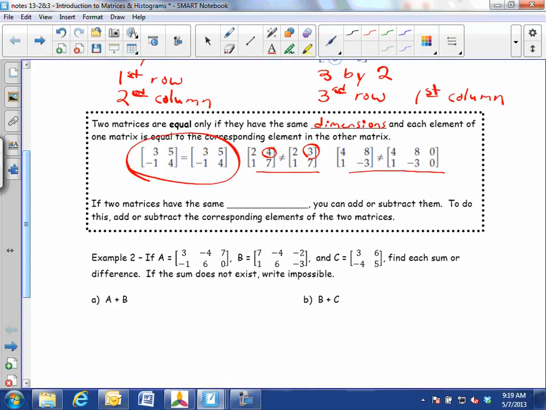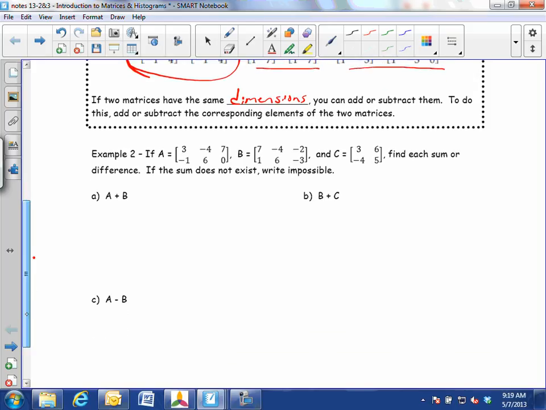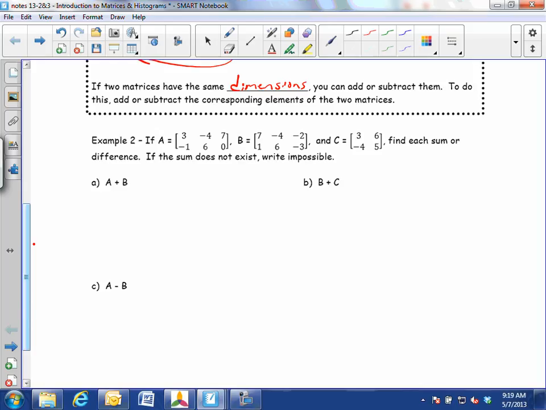If 2 matrices have the same dimensions, they have the same size, then we can either add or subtract them. To add or subtract them, you just add or subtract the corresponding elements of the 2 matrices. Really super simple. Example 2 says we have matrices A, B, and C. Find the sum or the difference, and if the sum does not exist, write impossible.